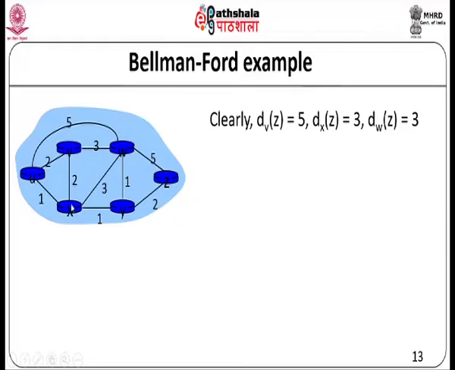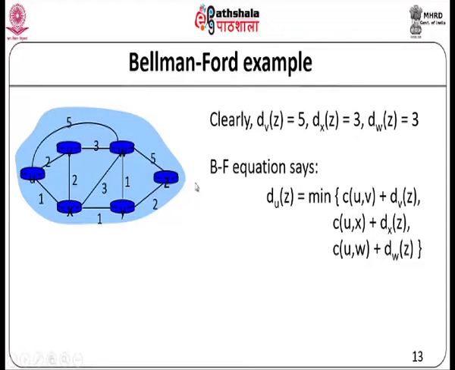As an example, let us look at this particular graph over here. You have x, y, z, u, v, w here. Now, clearly you can see the distance from v to z. There are many paths to go from v to z, but the least cost path would be 2 plus 1 plus 2, so that will be 5. Similarly, dx to z would be 3, 1 plus 2, and d of wz is again 3. These are things that we can already see very clearly: wz is 1 plus 2, 3.